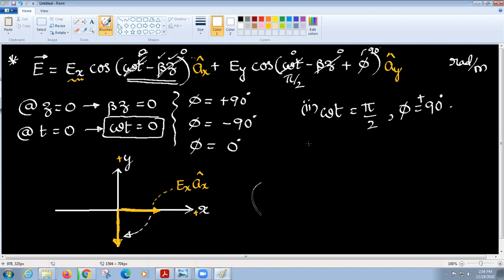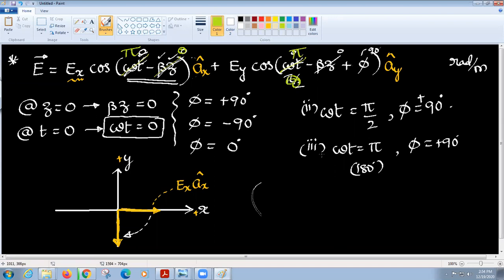So again, we'll go for case 3. Okay. So omega t is equal to, I take pi. Otherwise, it is 180 degrees. And again, phi is equal to the same 90 degrees we take. So what we get: we took here omega t is equal to pi, of course, z equal to 0, and phi 90.